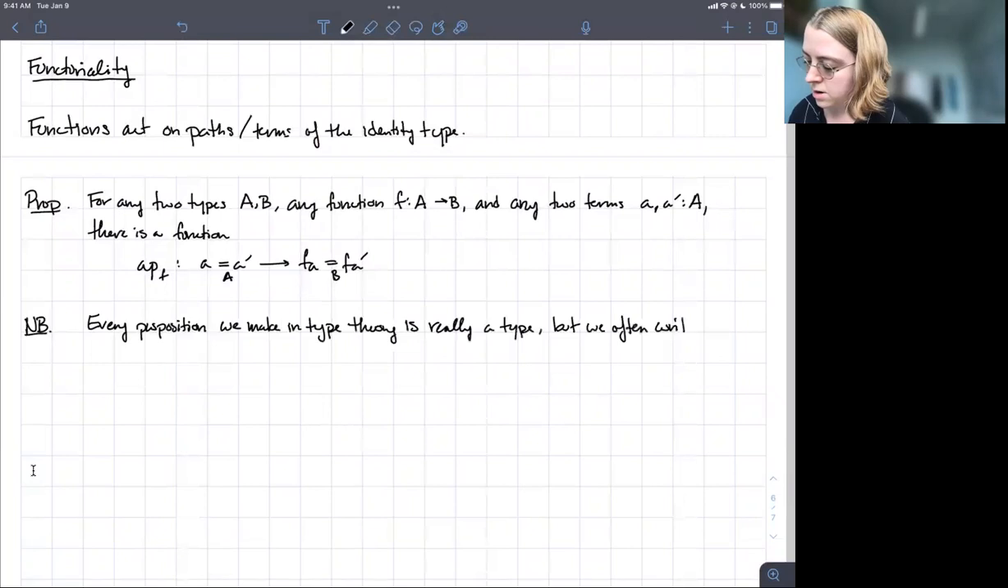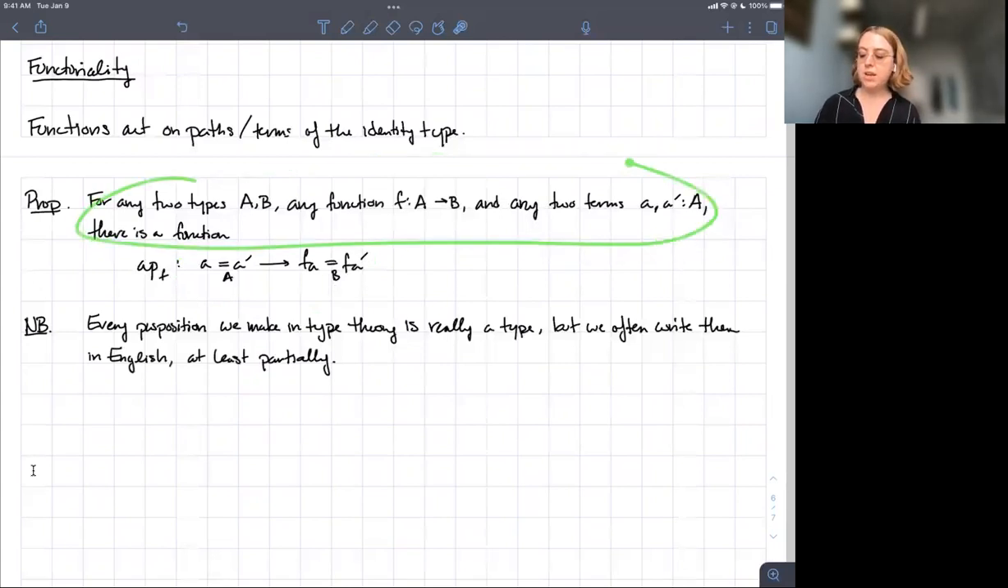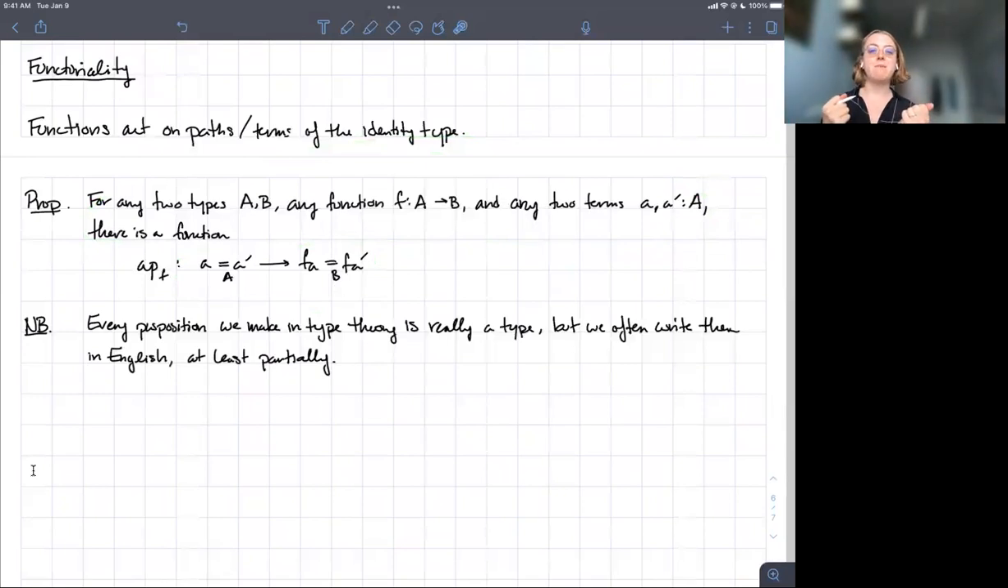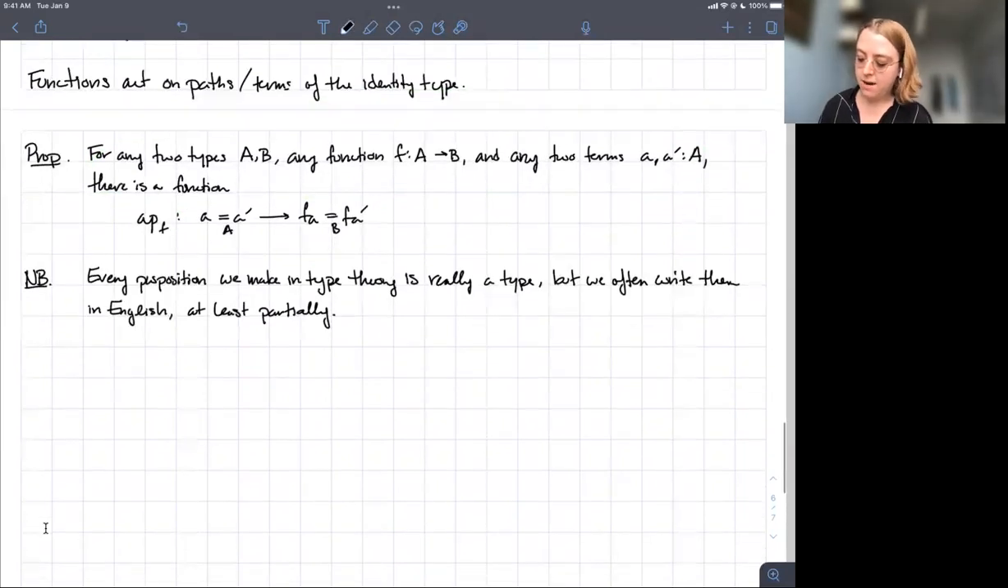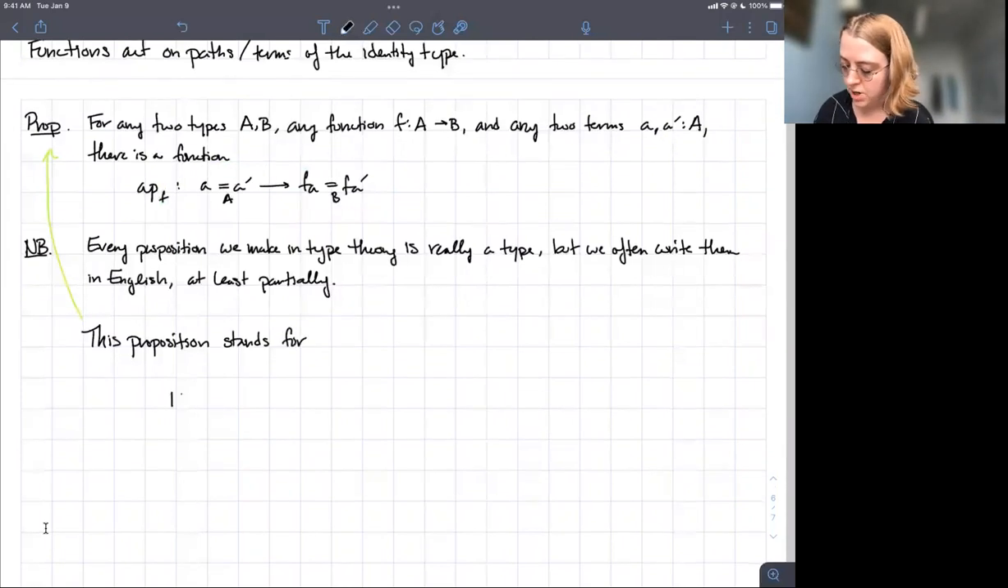But we often write them in English, at least partially, which I've done here. So here is a type. Maybe I can use the pointer. Here's a type. There's a lot of English that appears before the type, but this English is part of the type that actually is what's going on in this statement. So let me write that down explicitly. This proposition, if you put the English and the math that I wrote all together in type theoretic notation, stands for the following type, or it is the following type, I should say.